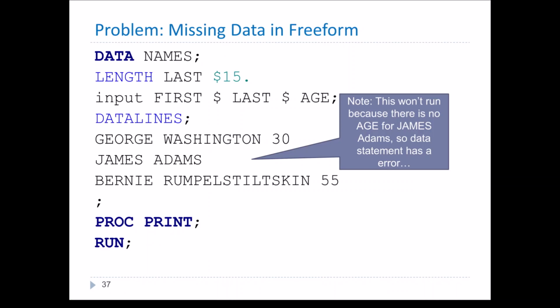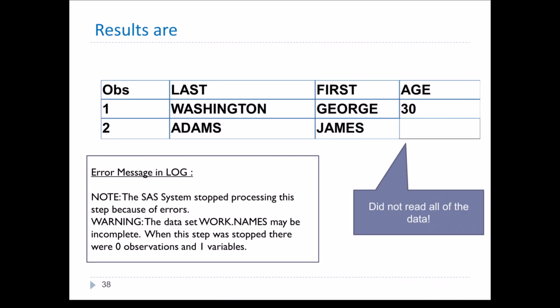This is going to cause a problem when we try to run this in SAS, because as we know, the freeform method tries to read the number of variables indicated in the input statement. In James Adams, there are only 2, but it's looking for 3. When we run this program, it got to James Adams and nothing was where it was expected, and that actually caused SAS to stop.